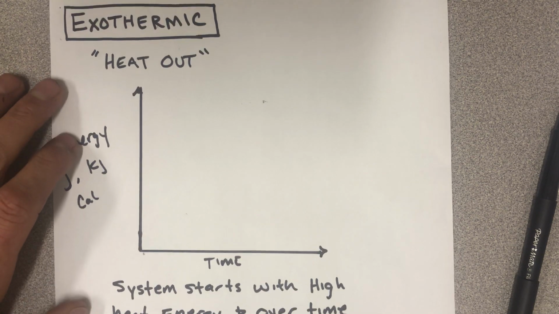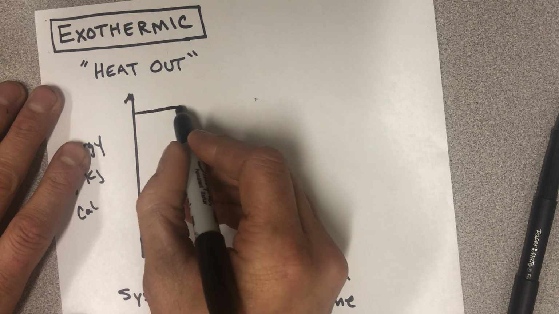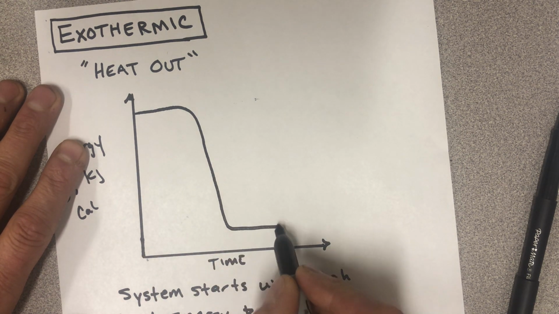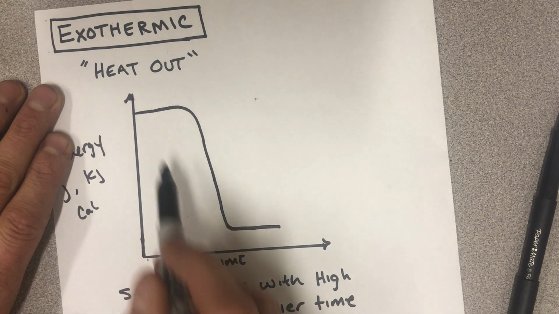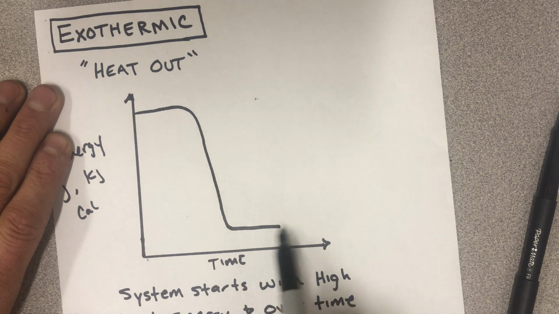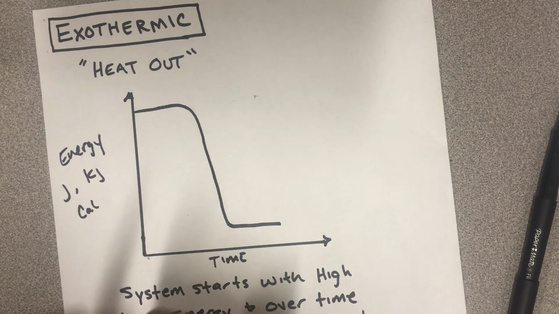So that graph looks a little like this. We start relatively high, and then over the course of time, energy is released, and we end here with a low energy system. High energy, over time losing energy, and ending with lower energy, okay? So that is a pretty good summation of heat transfer and this concept of endothermic and exothermic processes, okay?